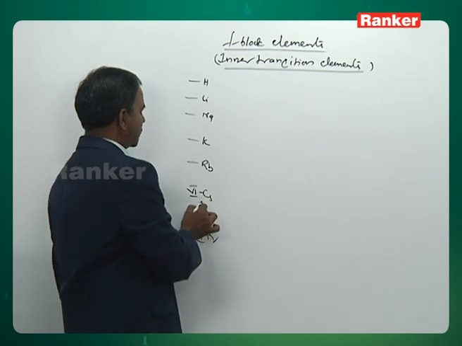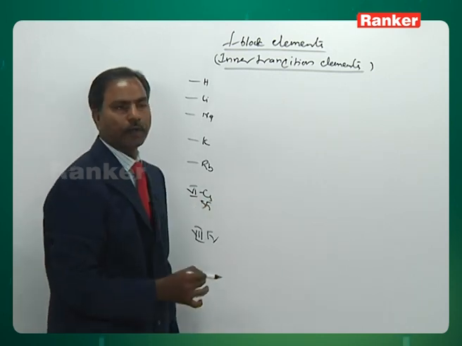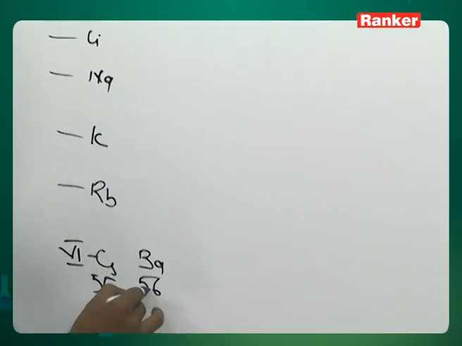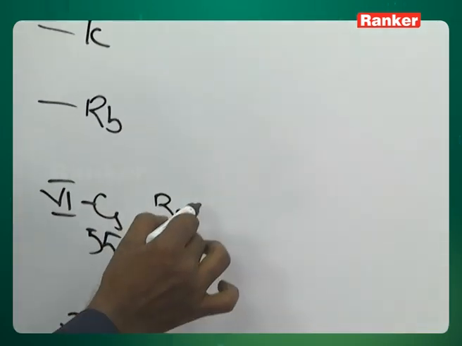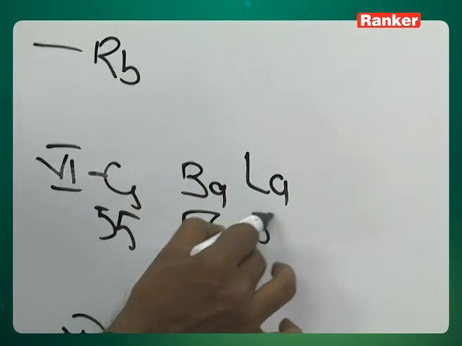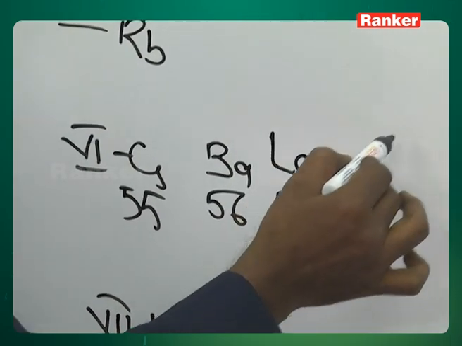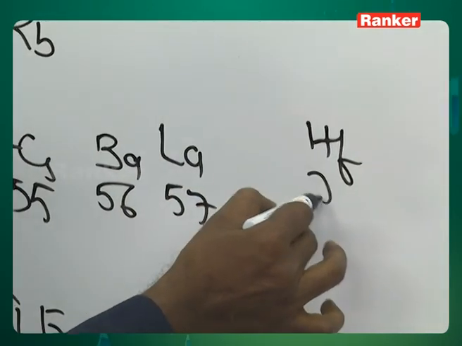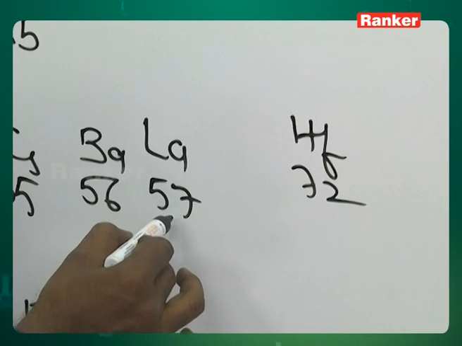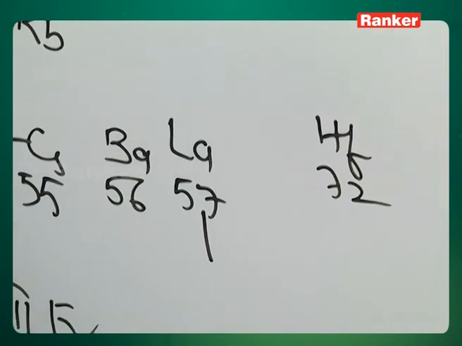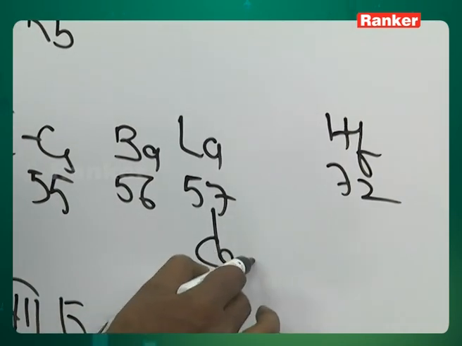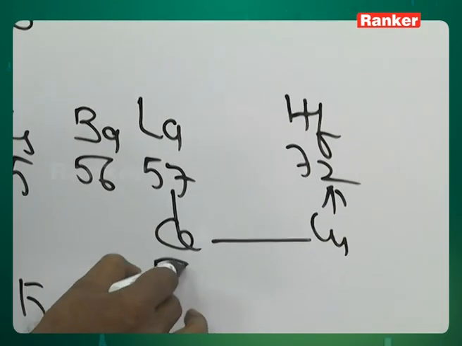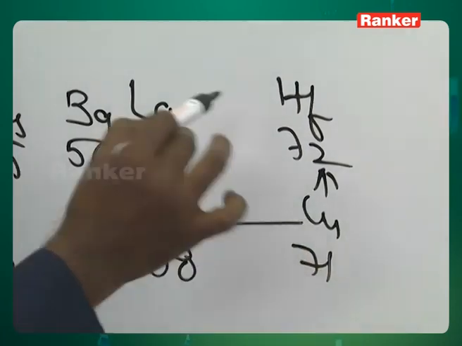Now the atomic number of cesium is what? 55. After 55 the element is what? Barium, 56. After 56 you are getting lanthanum. Lanthanum is 57. Lanthanum to hafnium, which is 72. In between lanthanum and hafnium, the elements are actually cerium to lutetium. It is 58 to lutetium 71.